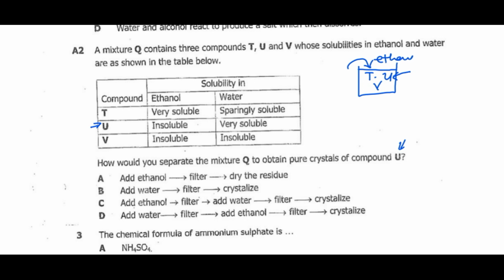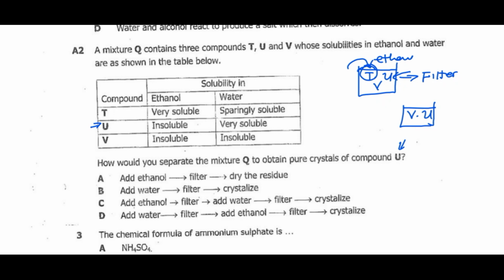After T has dissolved, U and V will remain as solid particles because these two are insoluble in ethanol. So then after we dissolve this one, what are we going to do? We are going to filter. What is the importance of filtering? We want to separate our T from U and V. Then after we've filtered, we can see that now the mixture consists of 2. In this mixture we have V, we also have U.